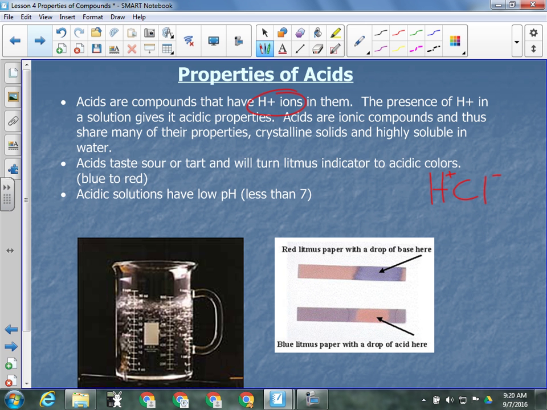Once they're in solution, I've got an H plus and then some other ion floating around. The more H plus that an ionic compound can give off, the more acidic or the more powerful that acid is going to be. So hydrogen chloride is a strong acid, but it only has one hydrogen ion in it.